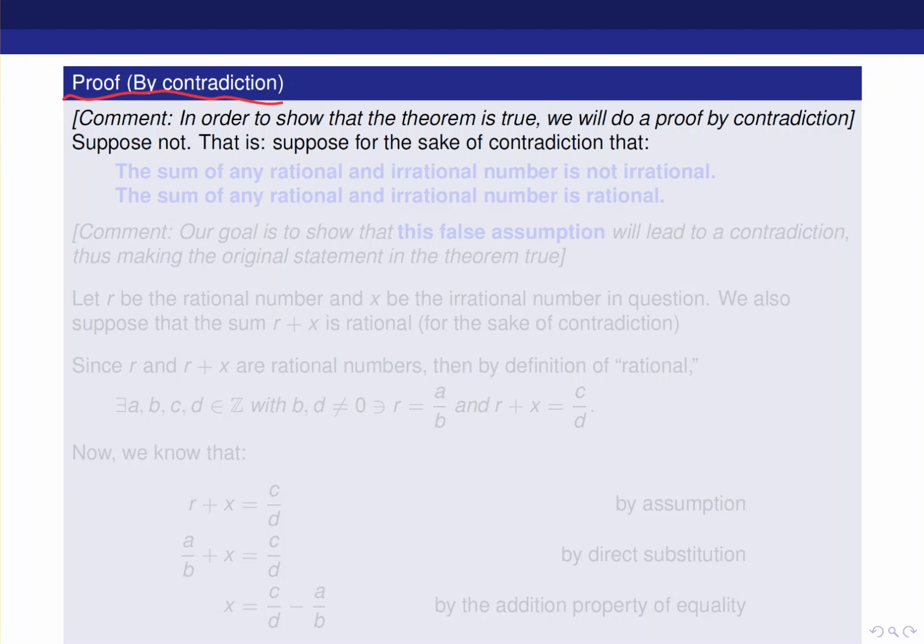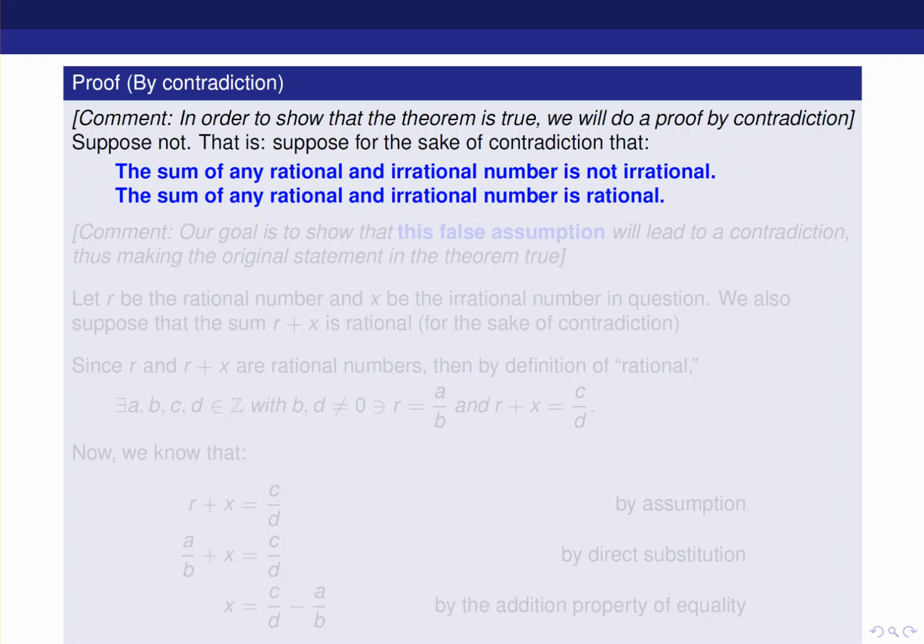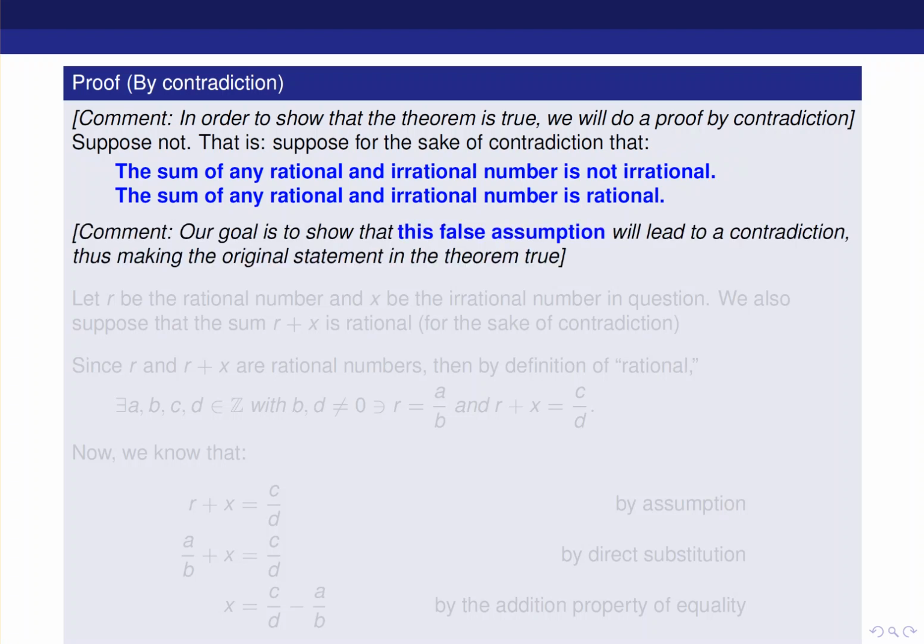So what I'm going to do in order to do a proof by contradiction is I'm going to say suppose not, which means that I'm supposing for the sake of contradiction that the sum of any rational and irrational number is not irrational. Now let me break this down a little bit and simplify the expression. Instead of saying the words not irrational, I could just say that it's rational. The sum of any rational number and irrational number is rational. Now keep in mind, this is not true.